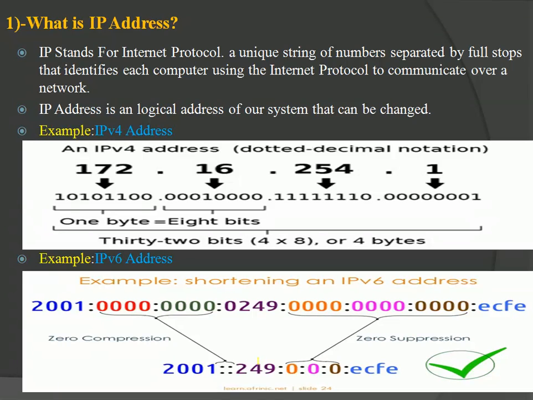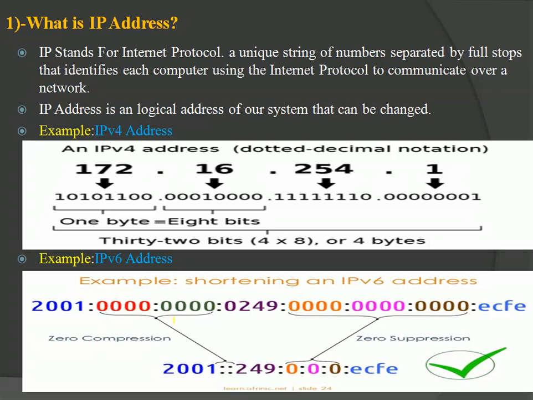Here are two types of IP addressing. The first one is the IPv4 address and the second one is the IPv6 address. How do they look? IPv4 address: there are 4 octets and IPv4 is a 32-bit long address. Every octet has 8 bits, which is known as 1 byte.